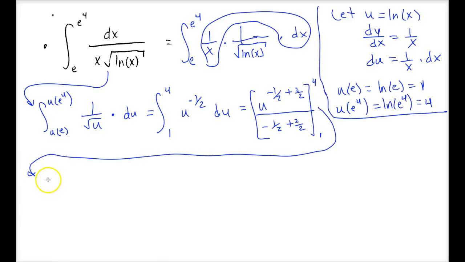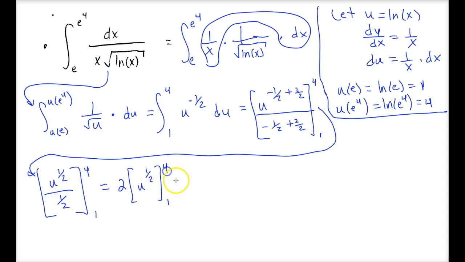So the numerator simplifies to u raised to the positive 1/2 over positive 1/2, from 1 to 4. 1 divided by 1/2 is just going to be 2, and so we'll factor that out. U raised to the 1/2 from 1 to 4. And we know that u to the 1/2 is the same thing as just square root of u from 1 to 4.